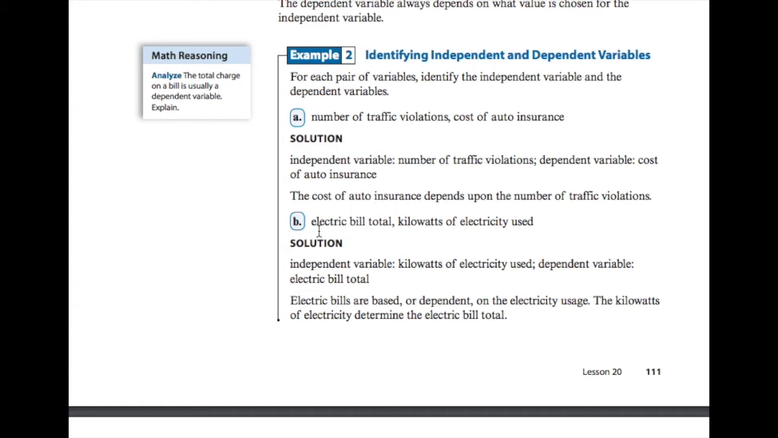Next, letter B says the electric bill total or kilowatts of electricity used. Well, what comes first? You using the electricity or the bill? The independent variable is the kilowatts of electricity used. You use the electricity first, then the electric company sends you a bill every month based on how much you use. If you use more electricity, your bill is higher. If you use less electricity, your bill is lower. So independent is what comes first, that's the input. Dependent is the result, or what comes next.